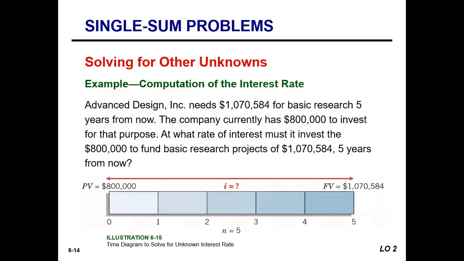So, okay, solving for other unknowns. Again, this one now we're looking at unknown interest rate. So Advanced Design Inc. needs $1,070,584 for basic research 5 years from now. The company currently has $800,000 to invest for that purpose. At what interest must it invest the $800,000 to fund basic research projects of $1,070,584 5 years from now? So again, present value $800,000, future value $1,070,584. 5 years is what we're looking at for the number of periods, and we want to know what the interest rate is.